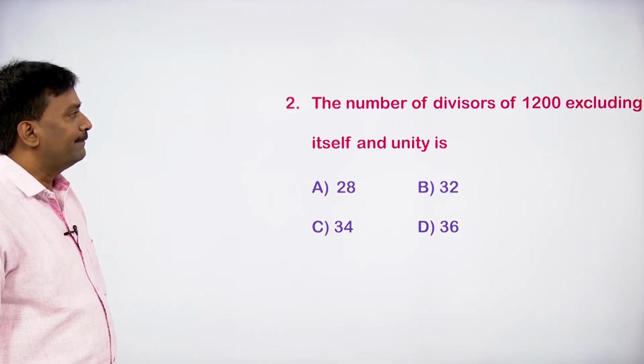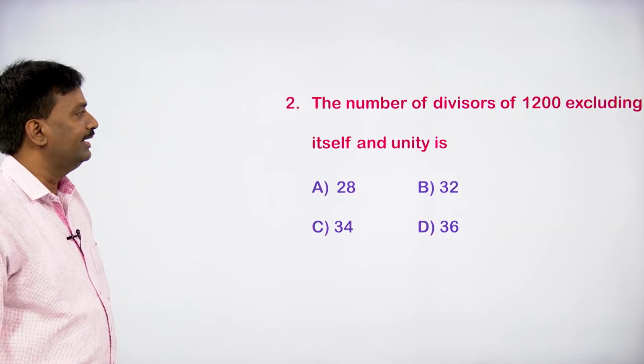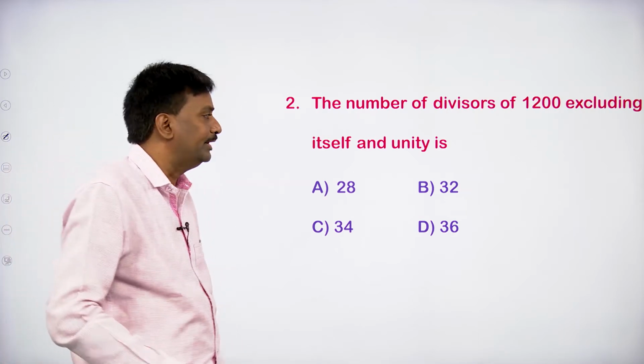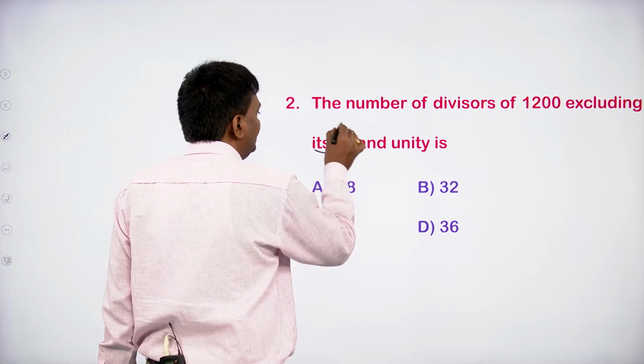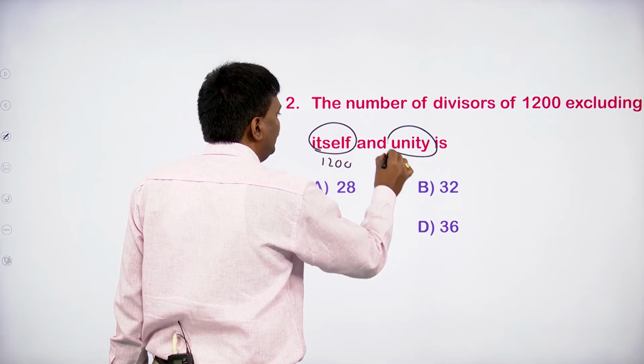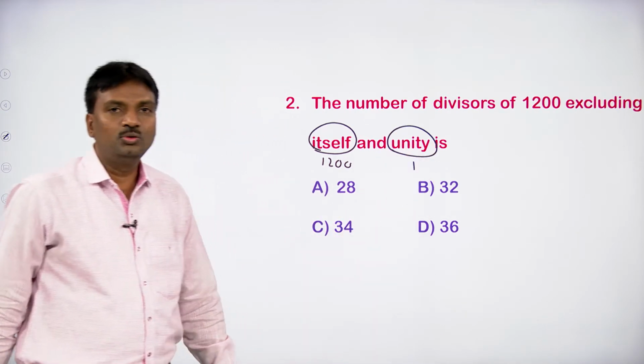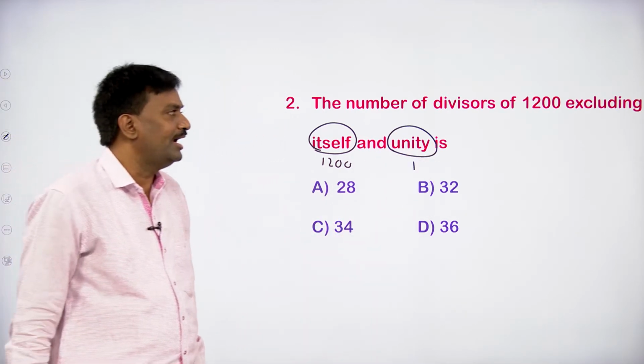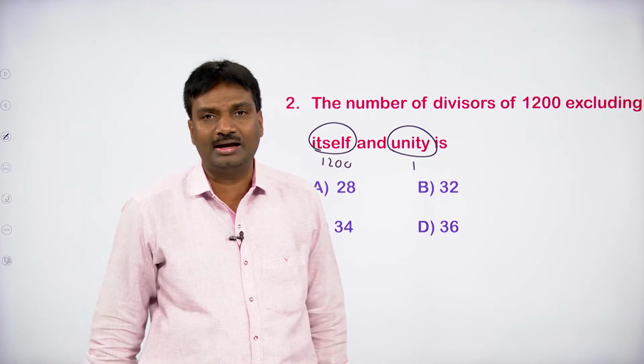Next, let us go to the next problem. The number of divisors of 1200 excluding itself and unity. Itself is nothing but 1200, the given number. Unity is nothing but 1. Excluding these two numbers, we have to find the number of divisors of 1200.